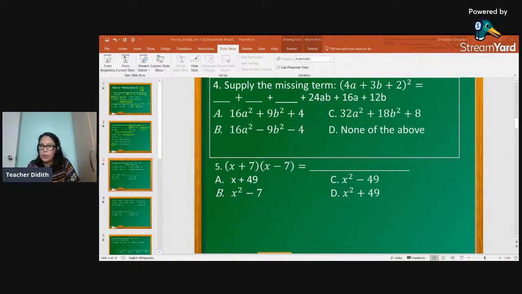Okay, correct. Now for number 5, this is the product of the sum and difference of the same 2 terms. Mag-chat lang kayo diyan, mag-type lang kayo kung may tanong kayo ha. So here, we follow this pattern, x plus y quantity, x minus y, is equal to the square of the first term always minus the square of the last term. So this is the square of the first term, x squared, minus the square of 7, 49. So the answer must be letter C. Very good.